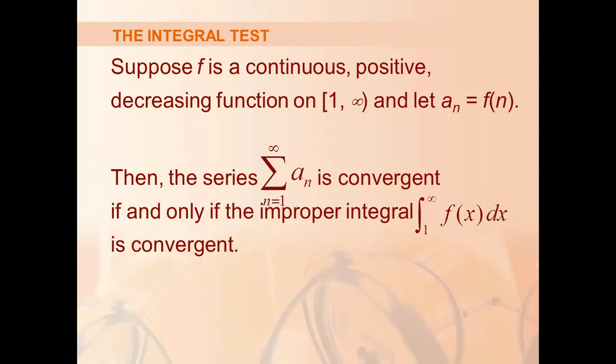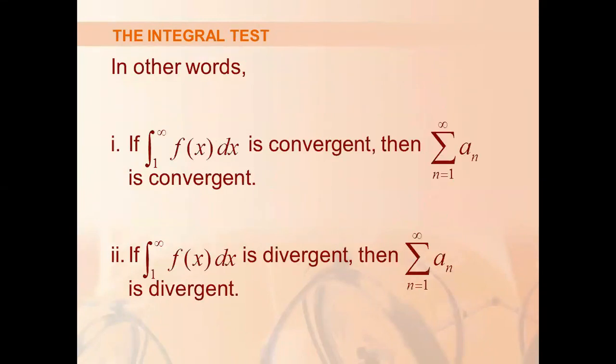The integral test is that you have to evaluate the improper integral with the integrand f(x) over the interval 1 to infinity. Now you know how to integrate an improper integral. If the improper integral is convergent, that is, if you can find a finite number for this improper integral, then the series is convergent. And if the improper integral is divergent, then the series is divergent.